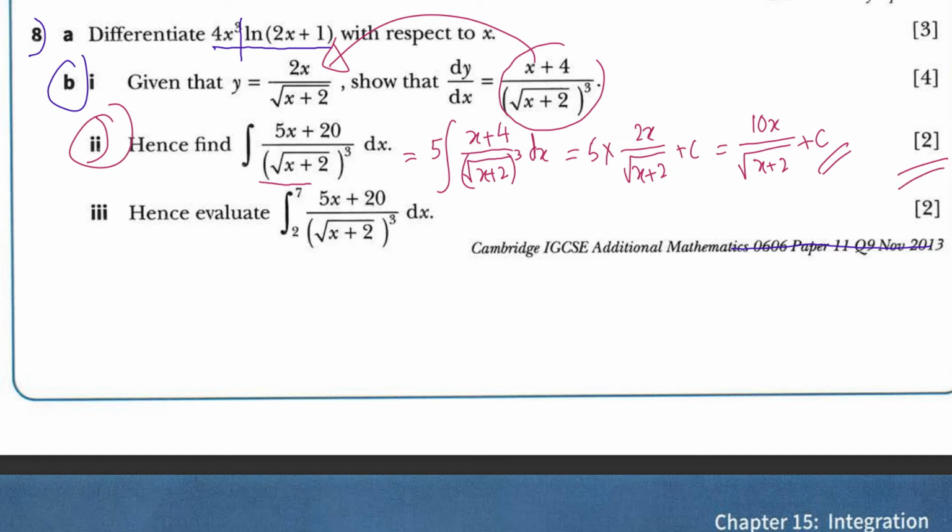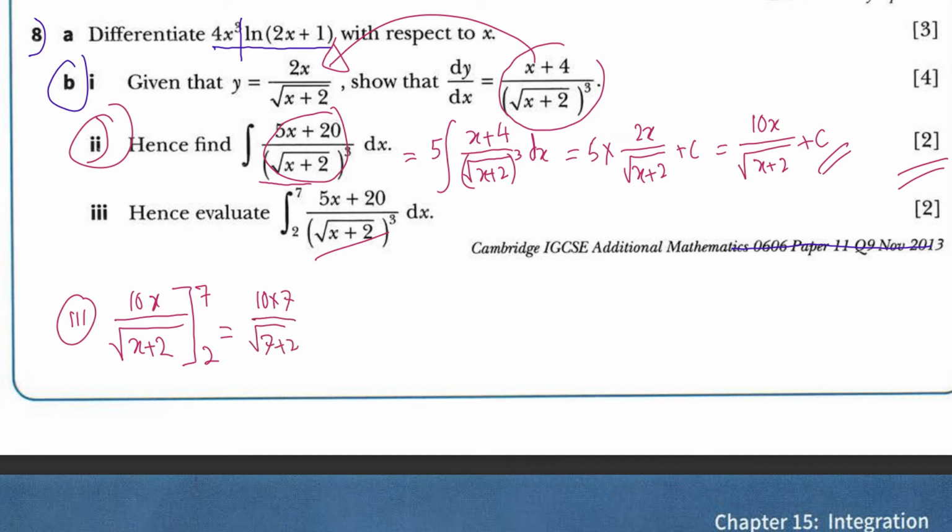Two more questions there. So now move to the last question. It is the same equation as in part 2, so we just need to put the limit. So putting the limit, 10x divided by root x plus 2, the expression is given here, and its limits are 7 and 2. Let me put our limit first as 7. So 10 into 7 divided by root 7 plus 2, and then minus, we are going to put the limit 2: 10 into 2 divided by root 2 plus 2.